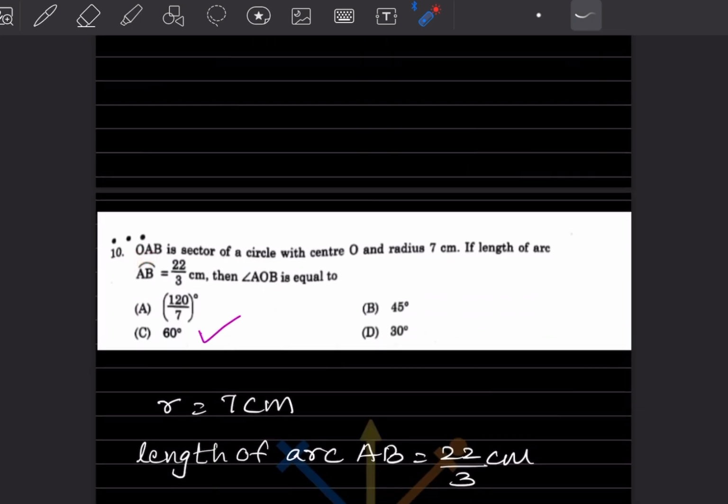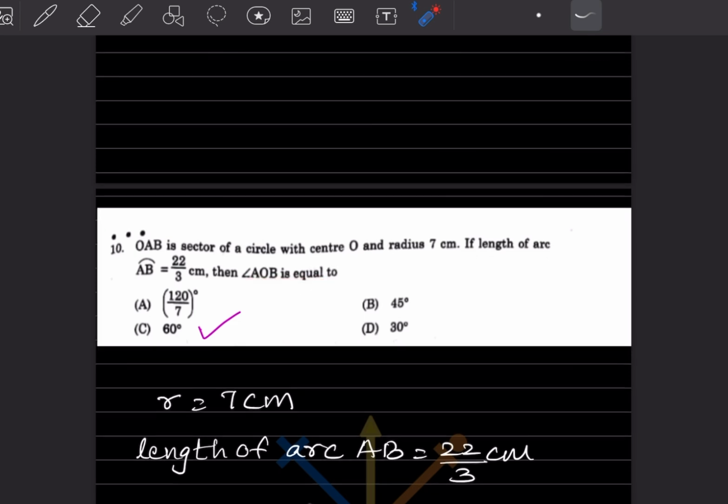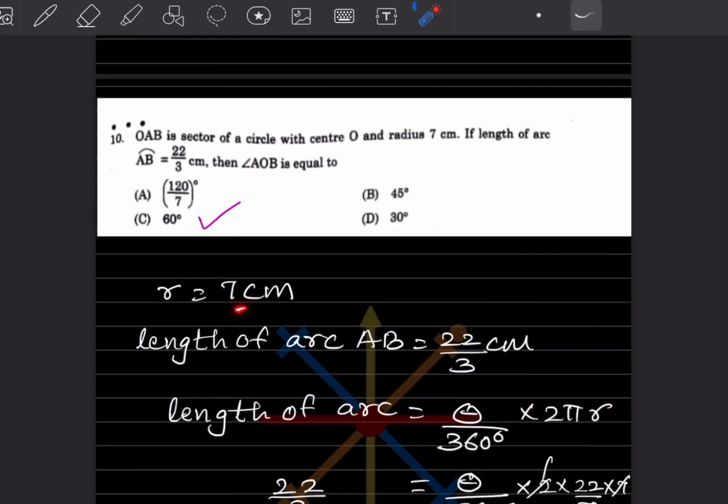OAB is a sector of a circle with center O and radius 7 centimeter. If length of arc AB is 22 by 3, then you have to find out angle AOB. So now R, the radius, is given as 7 centimeter and length of arc AB is given as 23 by 7. Oh, sorry, 22 by 3. So the formula for length of arc, let us start, because that is the given thing. So easily we can find out the angle AOB.